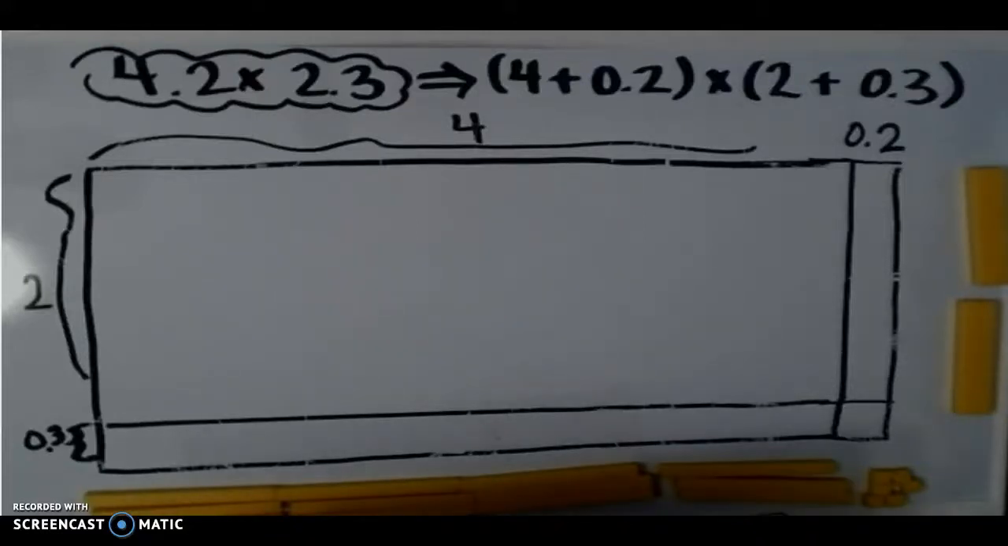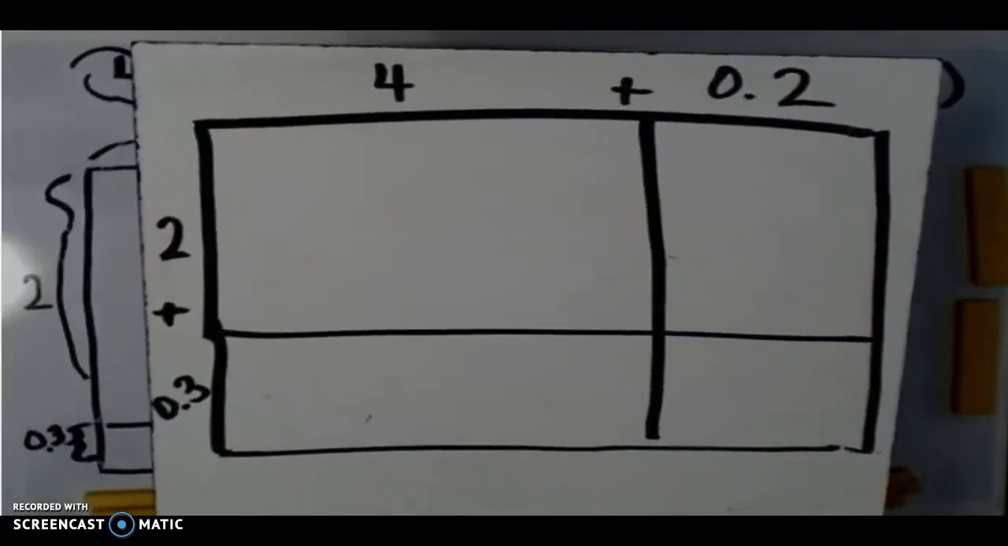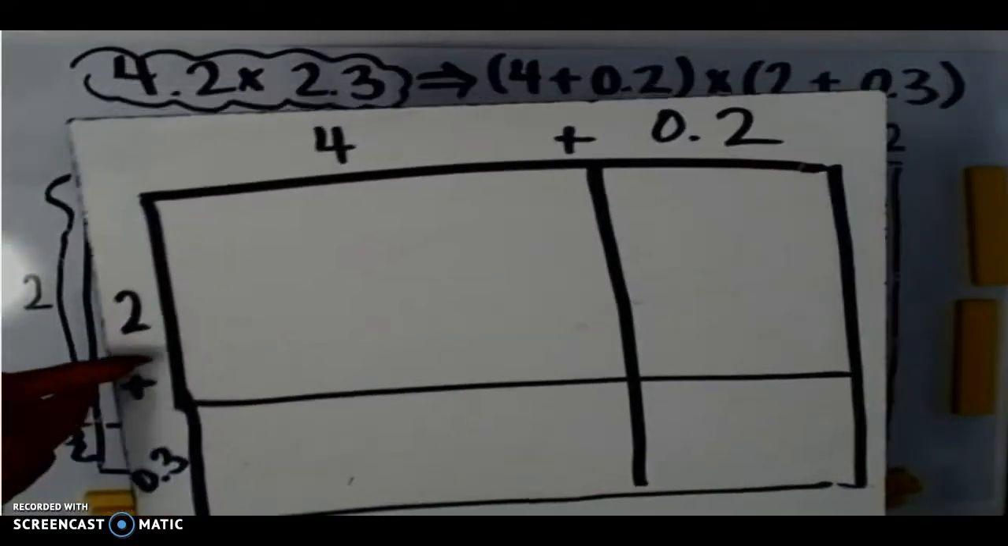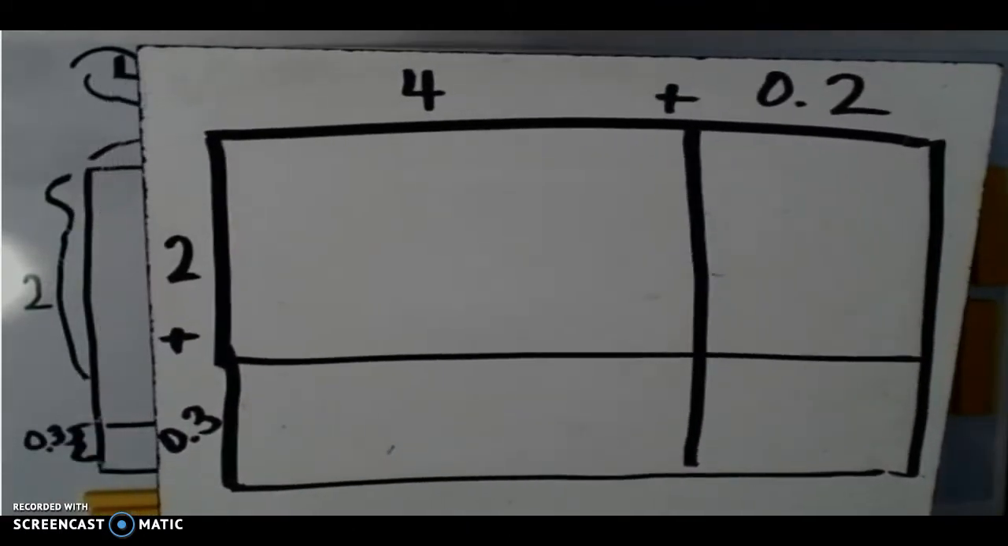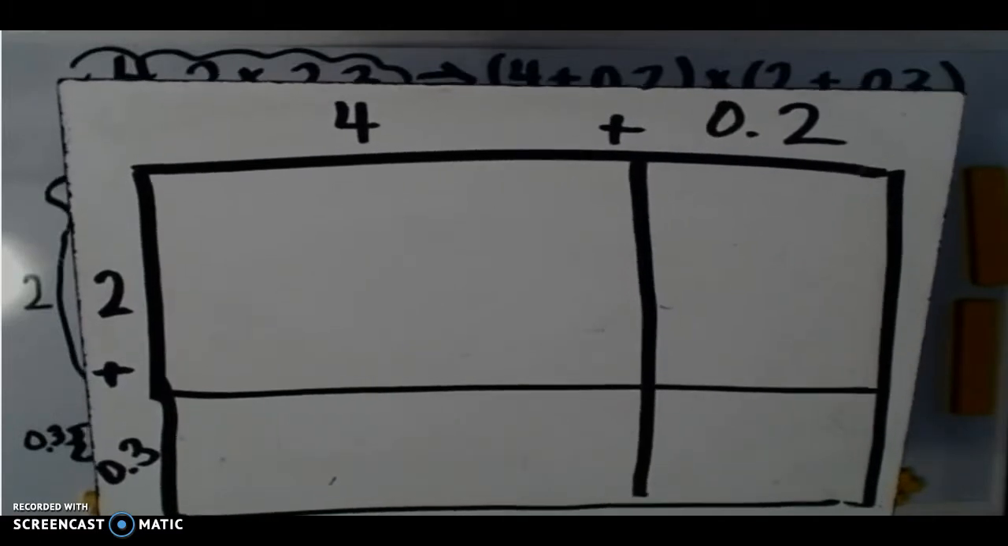Connect our thinking of when you multiplied multi-digit numbers to when you're multiplying with decimals. It is the same. So we have 4 and 2/10 times 2 and 3/10 as we did before. I'm just going to show you what we did with our manipulatives to show you the same thing.